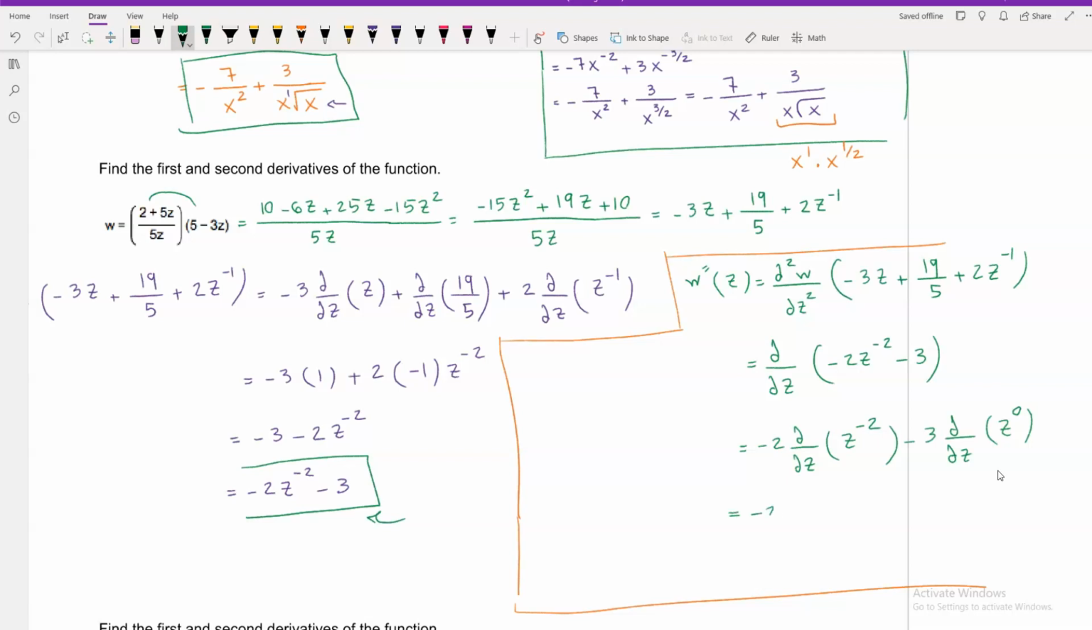So this is equal to negative 2 times, move this one to left, it's negative 2 times z to the power negative 2 minus 1, so this is negative 3, minus 3 times derivative of 1 is 0, so this part is 1, and derivative of 1 is 0. So the answer is 4z to the power negative 3 minus 0. So this is the final answer for this part.